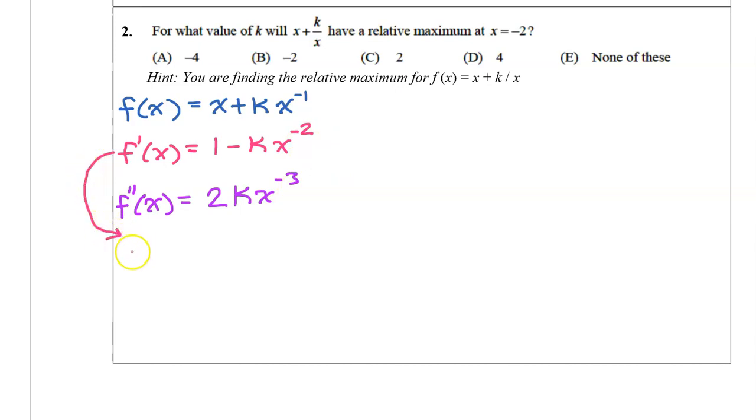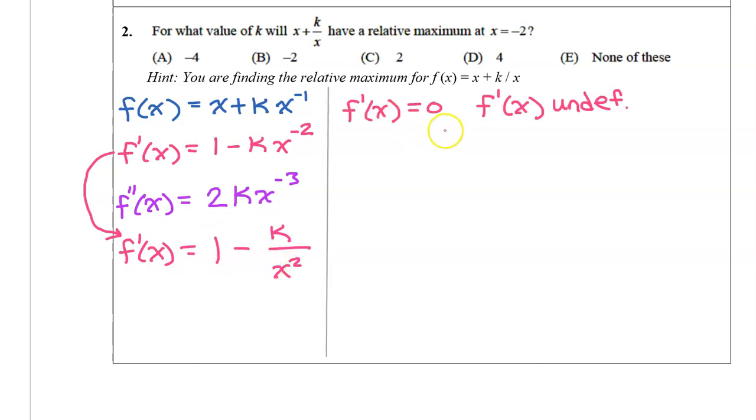Rewriting f prime so that we don't have a negative exponent, we have f prime is equal to 1 minus k over x squared. We know that a relative maximum or a relative minimum can only occur if the first derivative is either equal to 0 or is undefined. Let's get the undefined part out of the way first. F prime will only be undefined if this denominator is 0. In other words, if x is equal to 0.